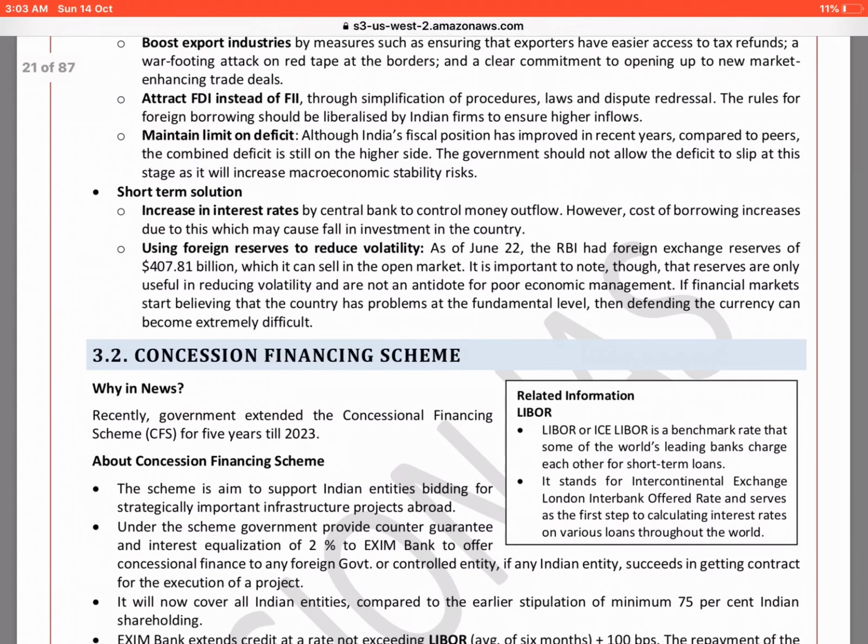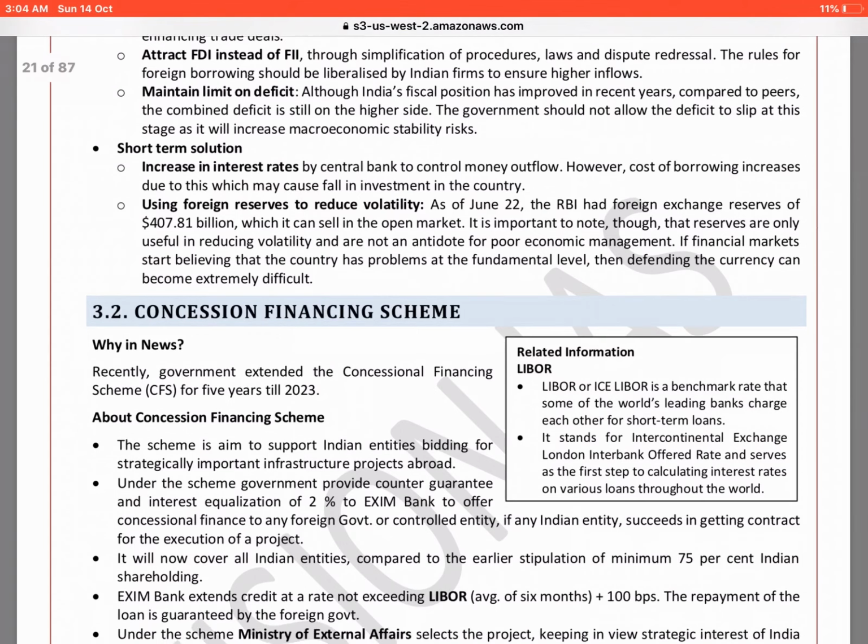Next is maintain limit on deficit. Yes, we want to maintain our fiscal deficit target, that is 3.3%. But since I have told you that we have already achieved 90% of that, now the government is coming up with some inflation index bonds. So I hope you know about inflation index bonds. If you don't know, please comment below. I will make a separate video on what are inflation index bonds.